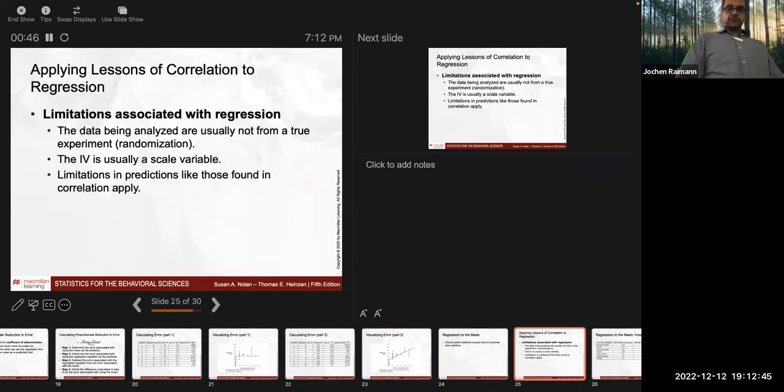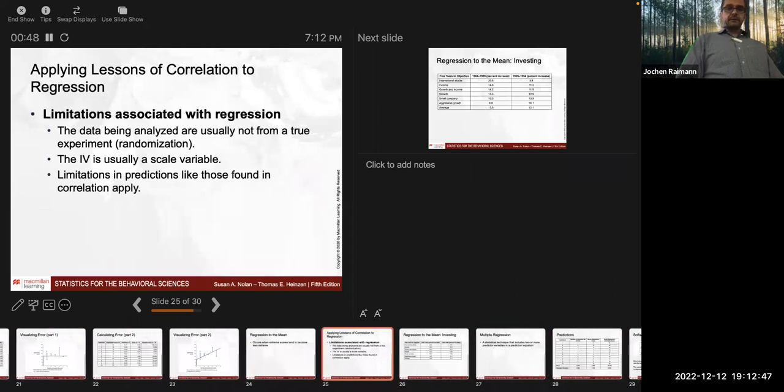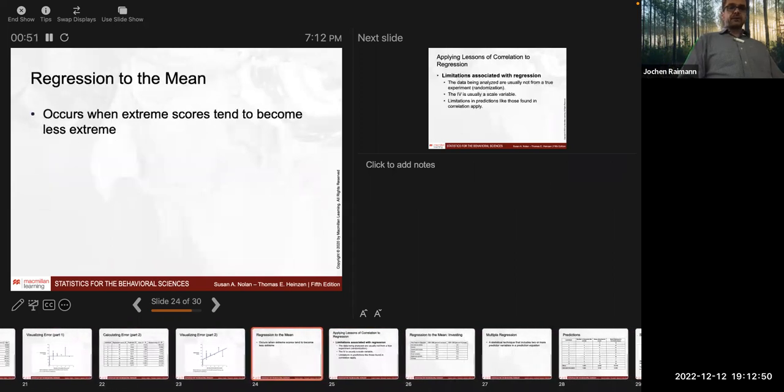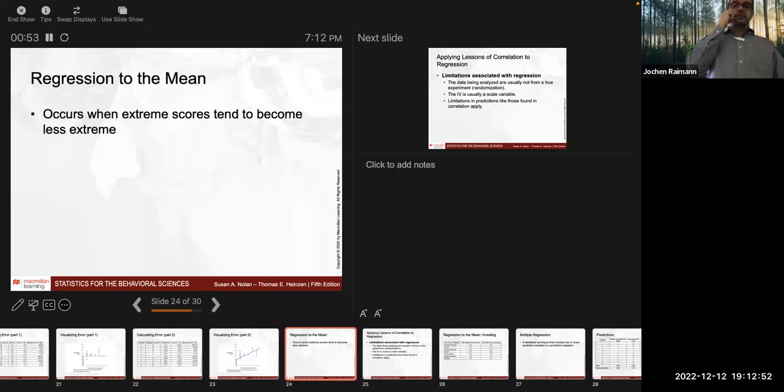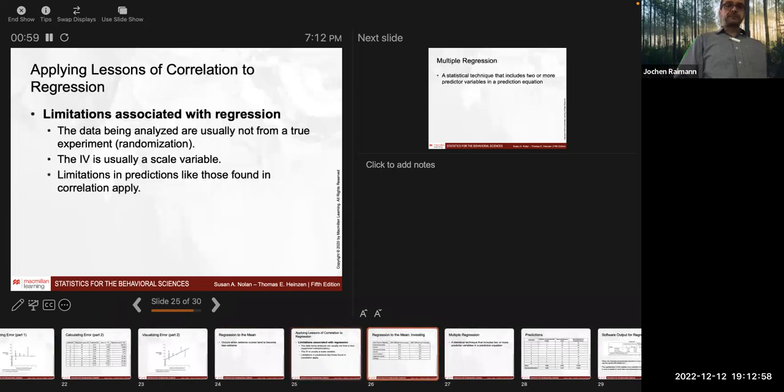Okay, well, we talked about this. And then lastly, you have the regression to the mean. So this occurs when extreme scores tend to become less extreme over time. That's the example with the stock market we talked about.